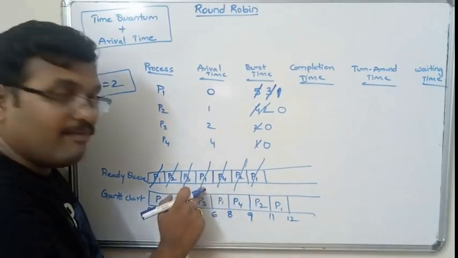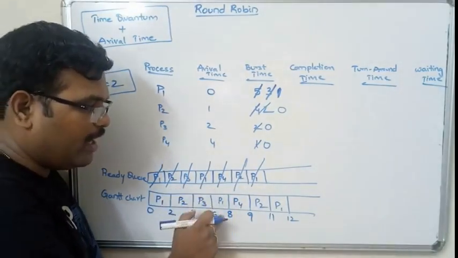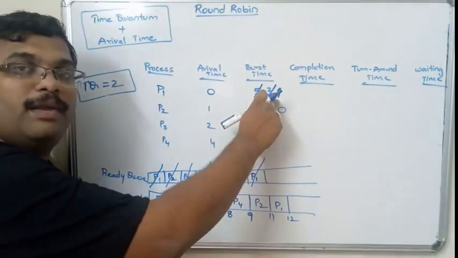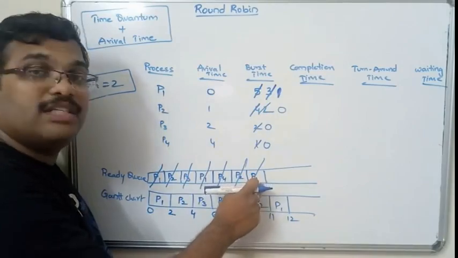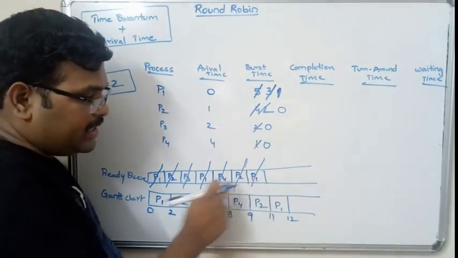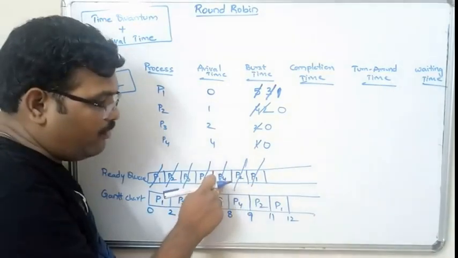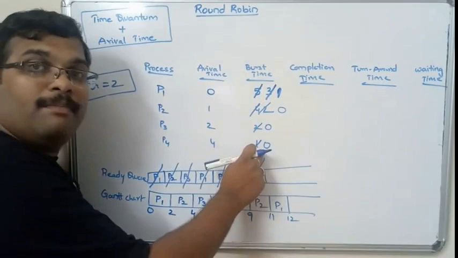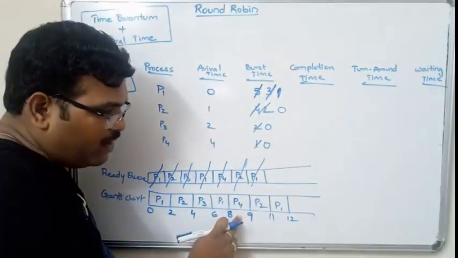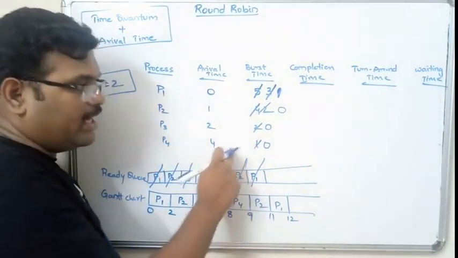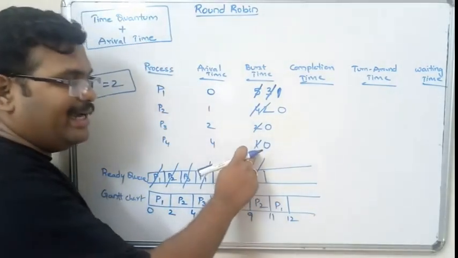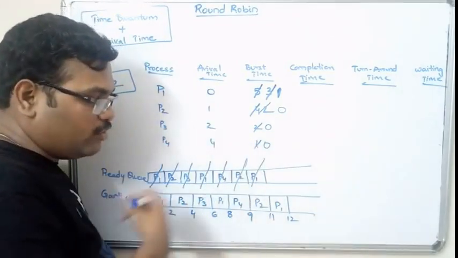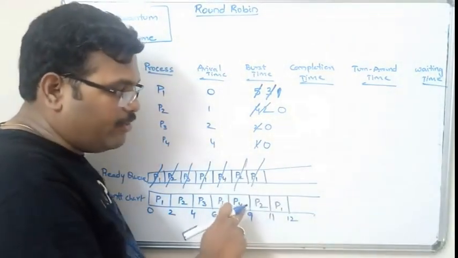Next, in the ready queue, P1 is available. So P1 is removed from the ready queue and allocated to the CPU and executed for 2 milliseconds, and still it requires 1 millisecond. So P1 will again be added to the ready queue. Next, in the order, P4 is available in the ready queue. P4 will be removed from the ready queue and allocated to the CPU. P4 requires only 1 millisecond, so it completes its execution and doesn't require any more time. So P4 will not be added to the ready queue.